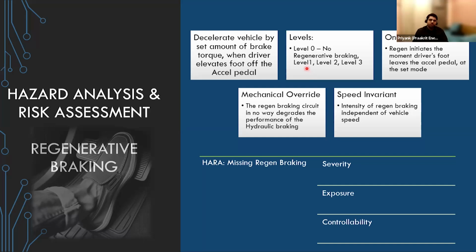Level 1 braking could be something like 0.2 G or 0.3 G, which means essentially 3 meters per second squared or 4 meters per second squared. Level 2 could be 4 to 5, and level 3 could be 5 to 6 meters per second squared of deceleration. All of this is natural, meaning that the driver is not expected to press the brake pedal. This happens automatically. This is a special feature of EVs.